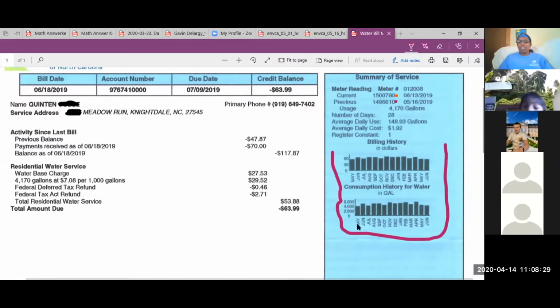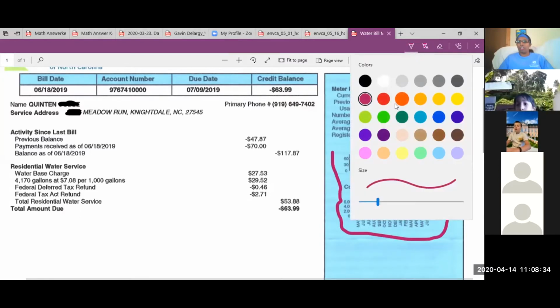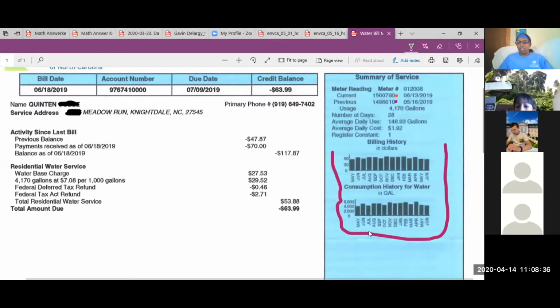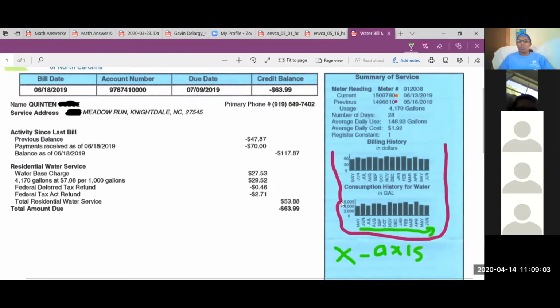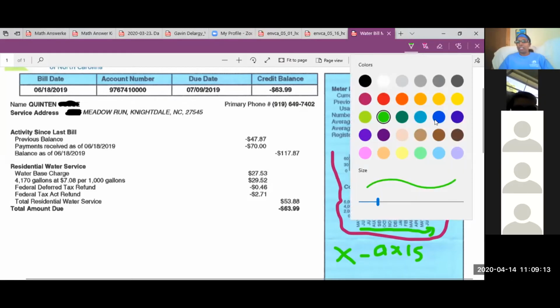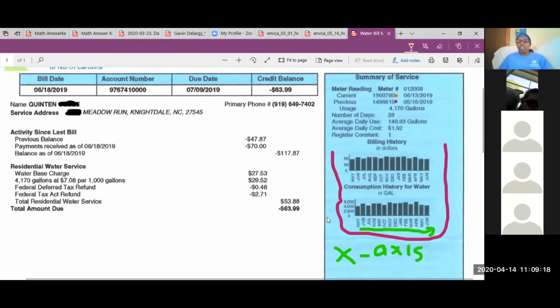All right, so this is the x-axis right here. So let me get another color, green. Okay, so the line that is at the bottom, right there, it's called the x-axis. The line that's going up and down is the vertical line. So the horizontal line is the x-axis, and then the vertical line, let's pick a color, yellow. Okay, the line that's going up and down, this is called the y-axis.